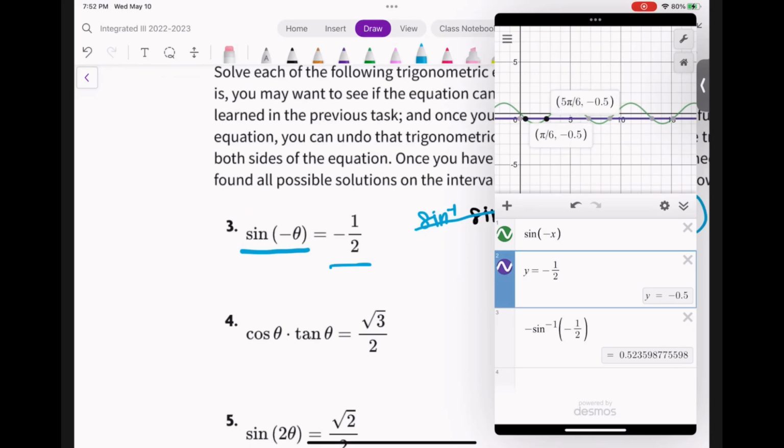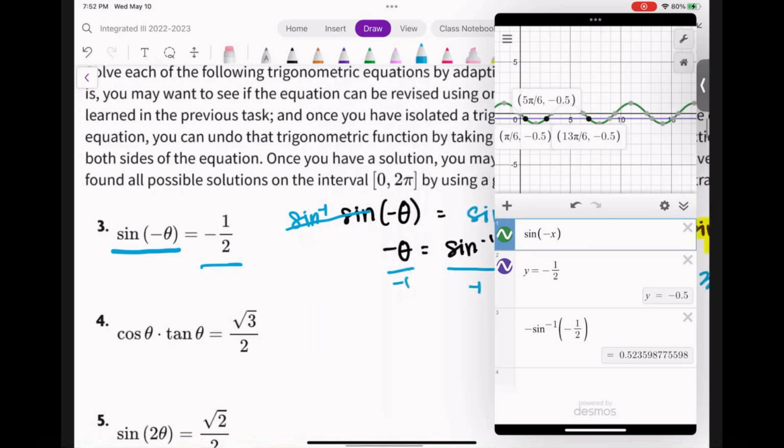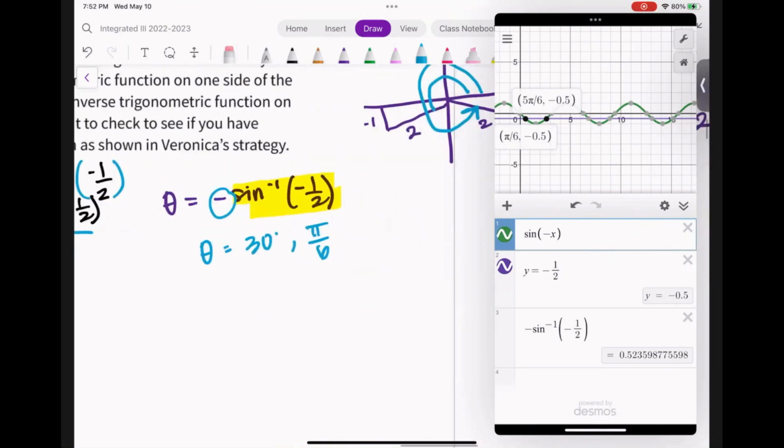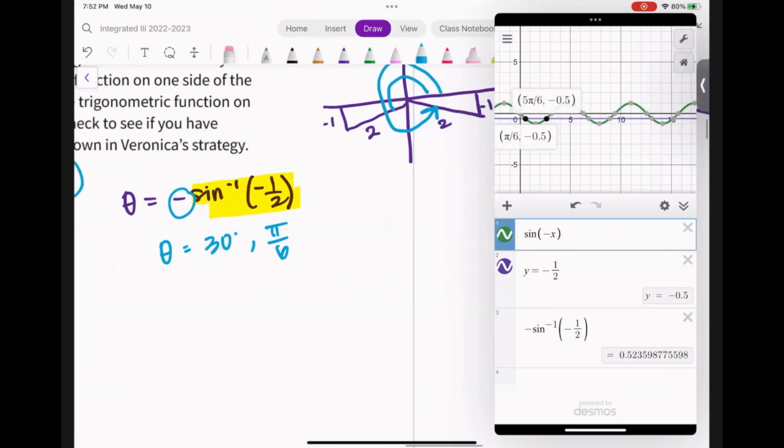So those two answers, pi over 6 and 5 pi over 6. And this one is 13 pi over 6. So his answer is off. So our answers are going to be pi over 6 and 5 pi over 6, because of the graph. Okay, so here are my answers.